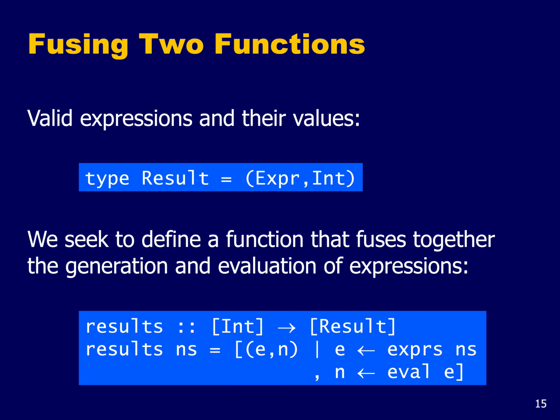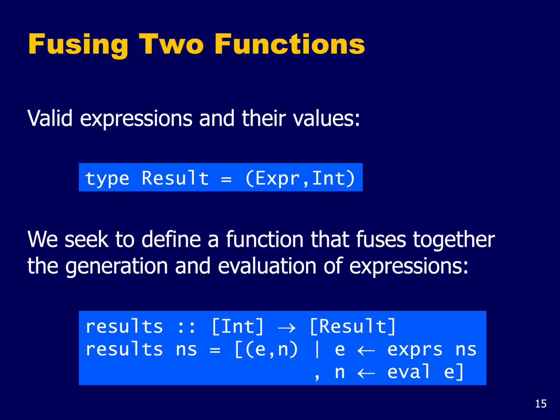So what we're going to do first is define a new type called result. A result for us is going to be a valid expression, so one that evaluates fine. It's going to give us a positive natural number, and we're going to pair that expression with its resulting integer value. So a result is just a valid expression paired with its actual evaluated value.